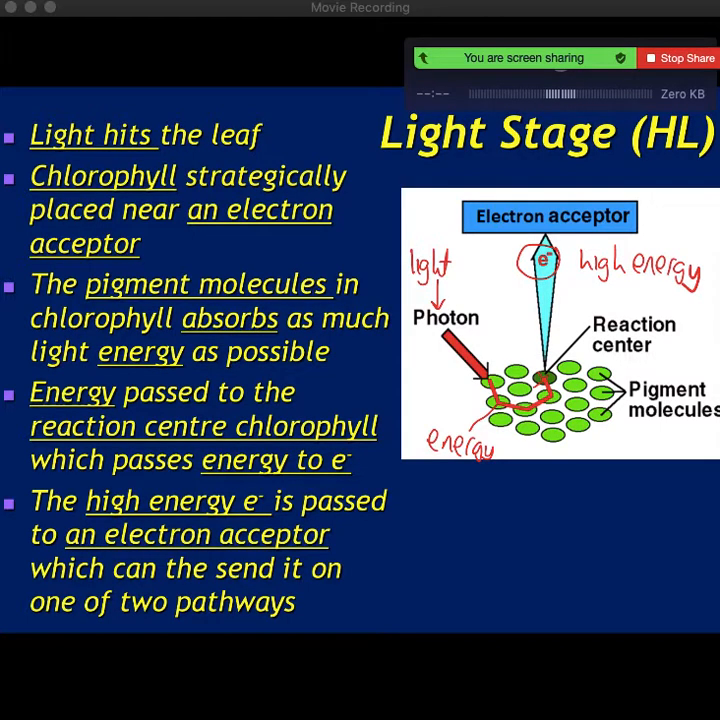So the diagram is just to help you. And as I say, this question relates to the beginning of the light stage, but we haven't really talked about what the light stage is. So the pathways are the light stage. So this is just our intro.